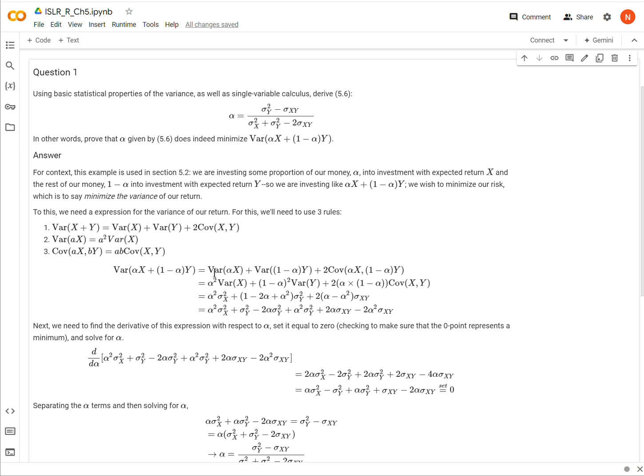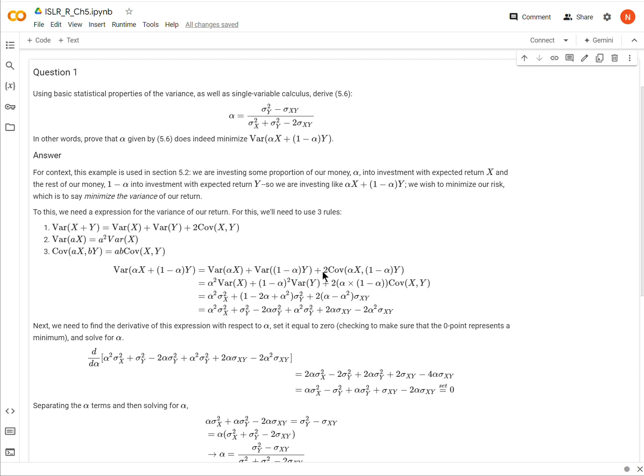All right. Next, for these 2 terms here, I notice that I have the variance of a constant, whether it's alpha or 1 minus alpha, and a variable, x and y. So I'm going to apply Rule 2. So I just take the constant out. I have alpha squared times the variance of x. So the variance of alpha x equals alpha squared times the variance of x. The variance of 1 minus alpha times y is equal to 1 minus alpha squared times the variance of y.